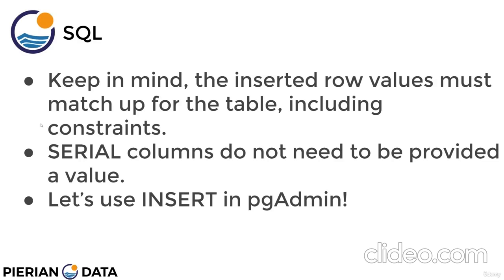Another thing to keep in mind is that the serial columns, especially for those primary keys, actually do not need to be provided a value. Recall that serial is a sequence, so it's going to automatically update the next available integer for that row. Okay, let's go ahead and actually work through some syntax examples using PgAdmin.